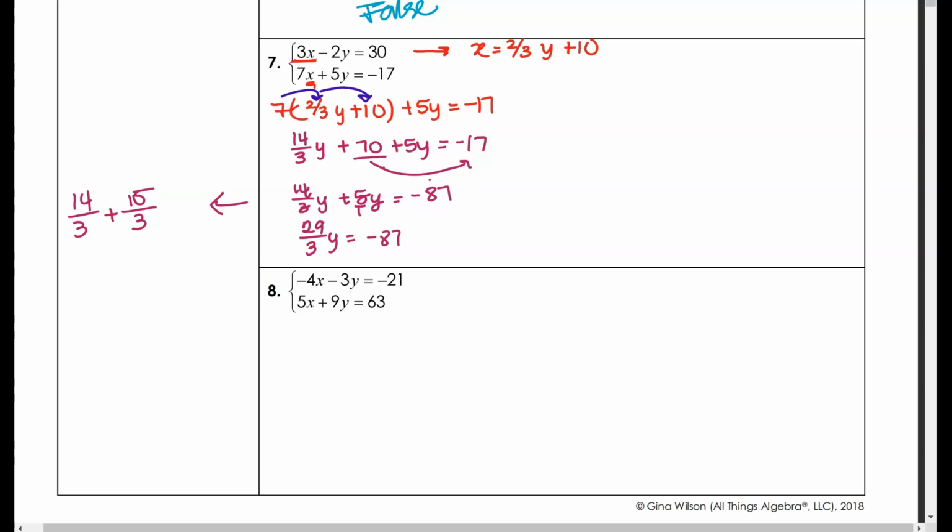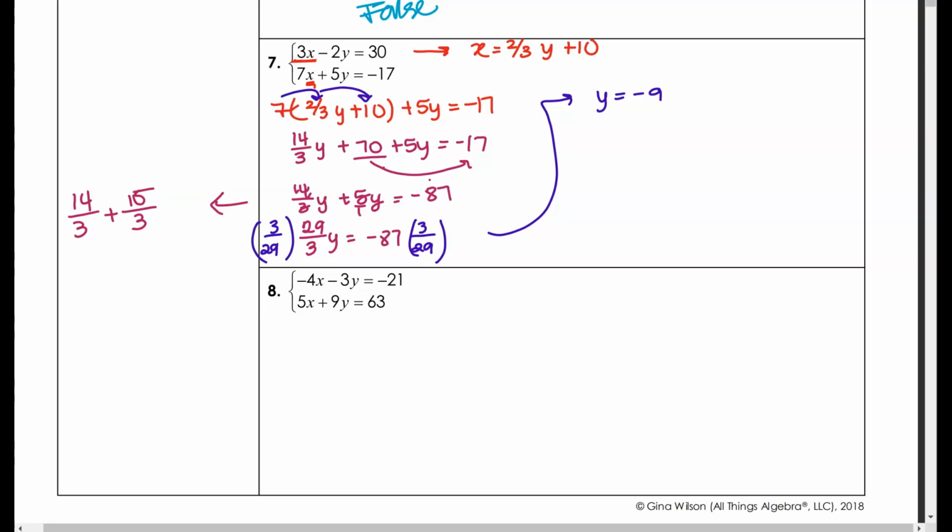Okay, so now what I can do is I'm going to multiply by the reciprocal, by 3 over 29, on both sides. And so then I'm left with y equals negative 9. Okay.